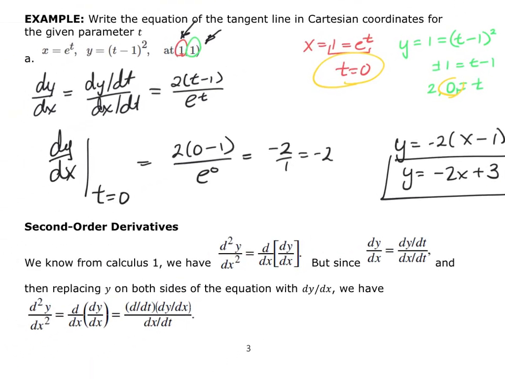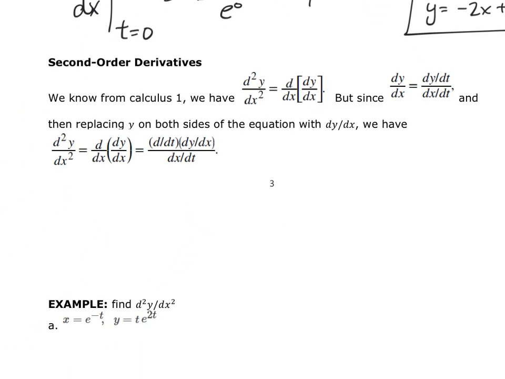Now, let's take a look at second order derivatives. We know from Calculus 1 that the second derivative, d2y of dx2, is the derivative of the first derivative, right? But since we know that dy/dx is dy/dt over dx/dt, this numerator becomes the derivative of dy/dx with respect to t over dx/dt.